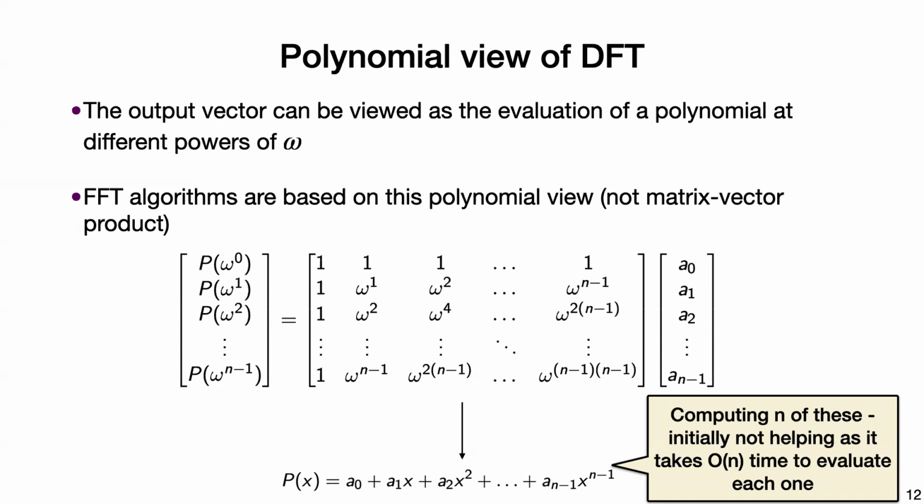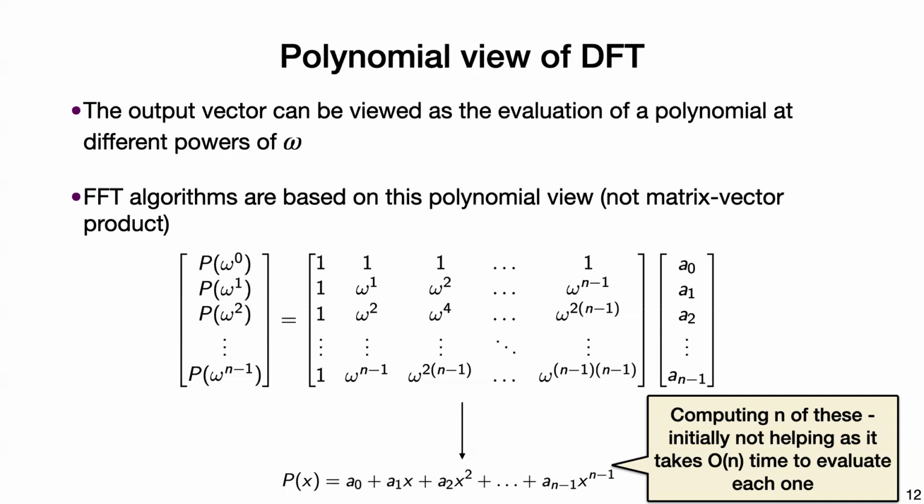One of the easier ways to see the FFT is through this polynomial view. So the output vector is the result of this matrix vector multiplication, but you could also think of it as the evaluation of a polynomial with different powers of this omega. So if you remember this polynomial, a0, a1x up to an minus 1 x to the n minus 1, the a's are the coefficients of the polynomial, which is given by this vector.